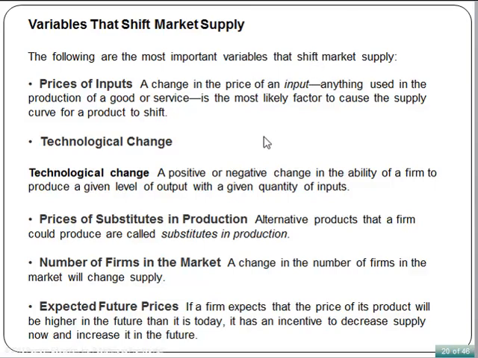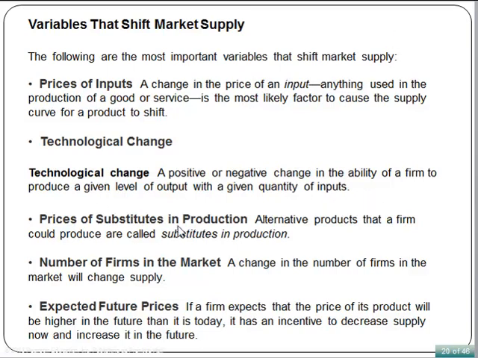Technological change. A positive or negative change in the ability of a firm to produce a given level of output with a given quantity of inputs. So a positive technological change can help the firms produce more output with the same amount of inputs, therefore increase the supply. So positive technological change can shift the supply curve to the right.